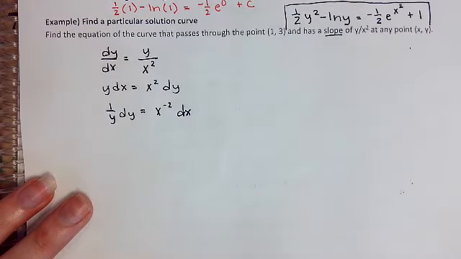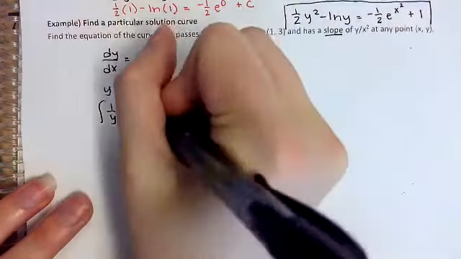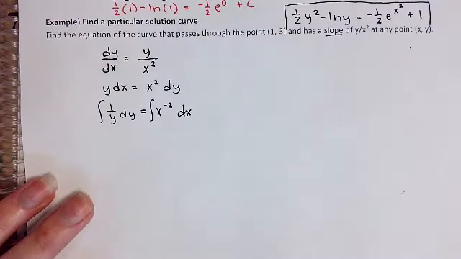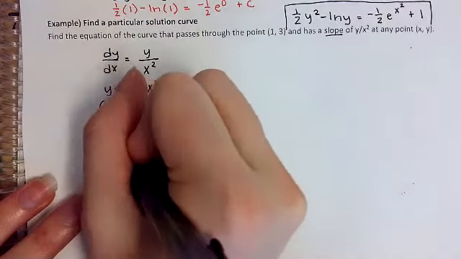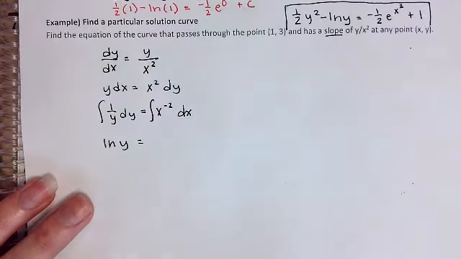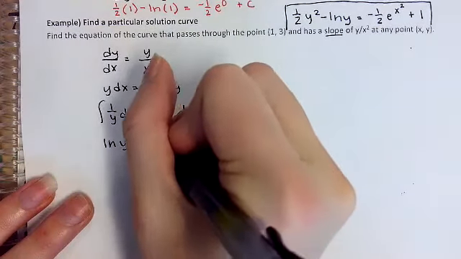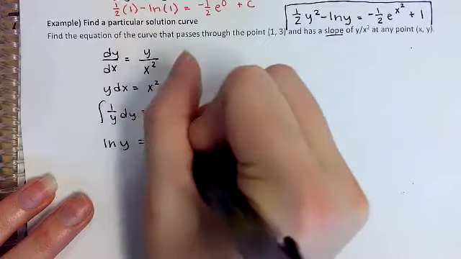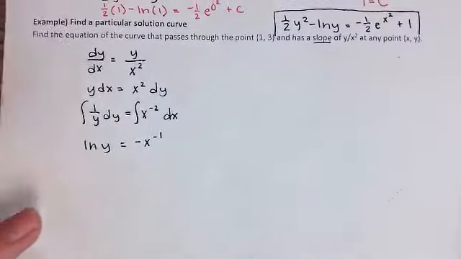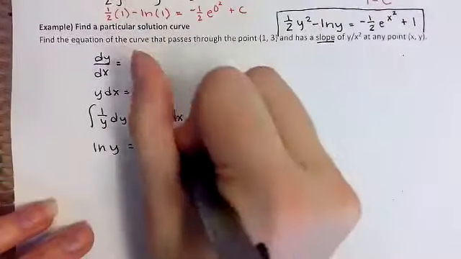So divide the terms over that you need. What do I do next? Integral. What's the integral? It's ln y. What about x to the negative 2? That would be negative x to the negative 1.